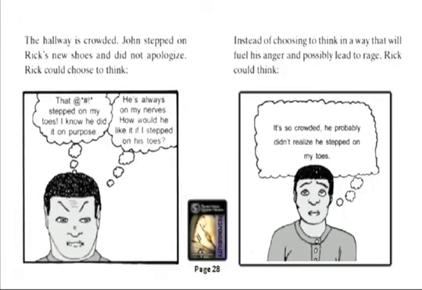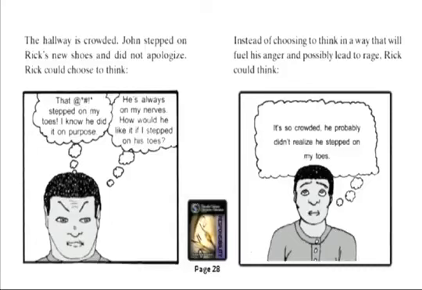The second scenario, he's thinking a positive thought. He's giving the guy the benefit of the doubt. He's trying to be a peacemaker here. He's trying to use the peaceful solution. He's like, yeah, it's crowded. He probably didn't even realize he did it. Okay? That kind of thought is not going to want to seek revenge. It's not going to get angry.